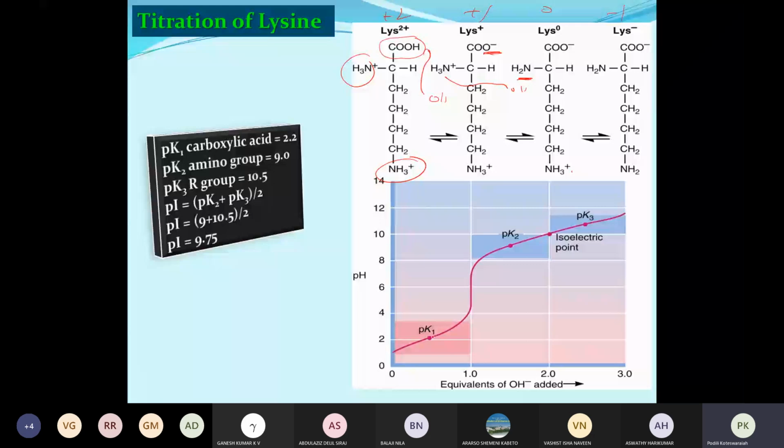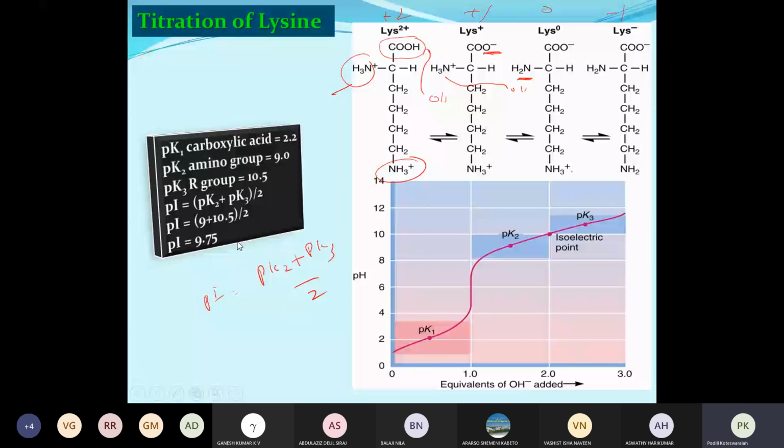And again here, pK1 is because of the alpha carboxyl group, pK2 is because of the alpha amino group, pK3 is because of the side chain amino group. And in case of basic amino acids, the pI value is equal to pK2 plus pK3 by 2, because as I already said, for basic amino acids, the pI value is equal to the average pK of two similar functional groups. The two similar functional groups are the alpha amino group as well as the side chain amino group. Therefore, the pI is equal to pK2 plus pK3 by 2.